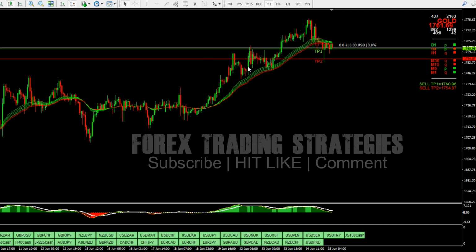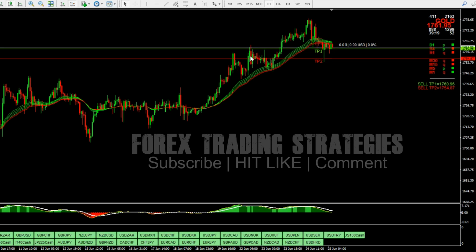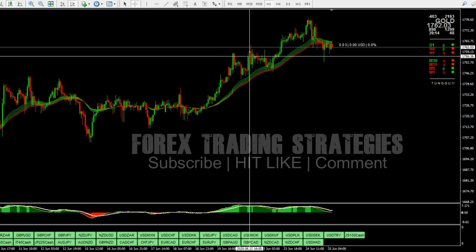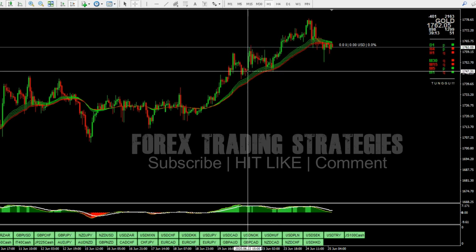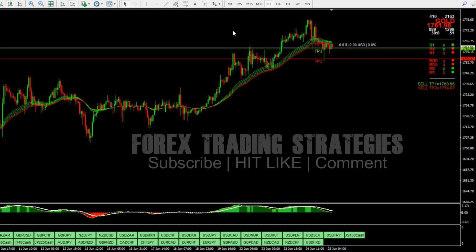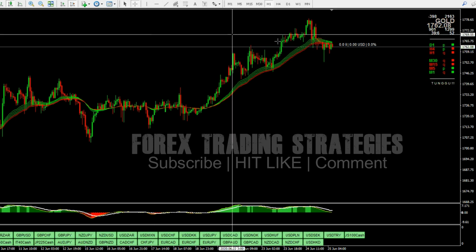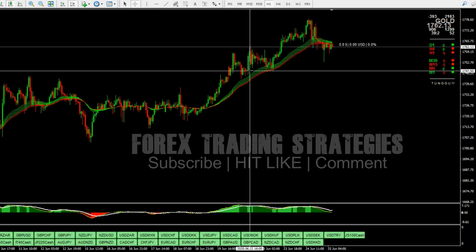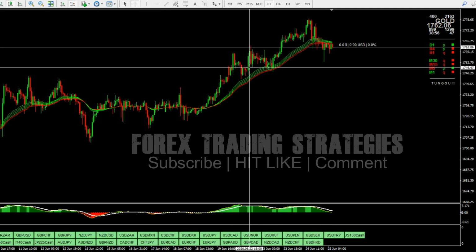When you see large candles like this, it means the move has already happened. So if you're going to try and enter somewhere here, you are the fool, because the move has already happened. So what you're trying to do is enter trades before the move happens. So I wouldn't take this one. The move has already happened.